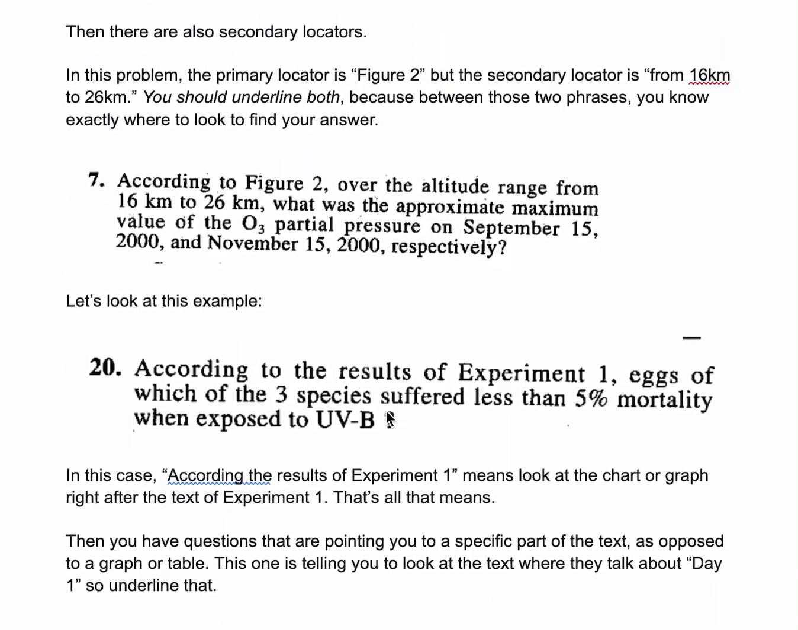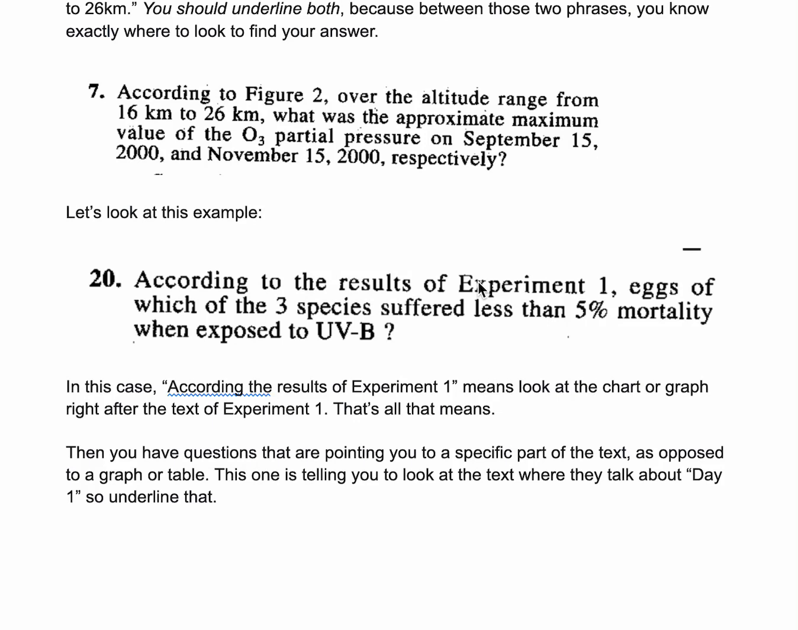So let's look at another example. According to the results of experiment 1, we are going to underline experiment 1. Eggs of which of the 3 species suffered less than 5% mortality when exposed to UVB? So I would underline less than 5%. That's the part within experiment 1 that you're looking at.